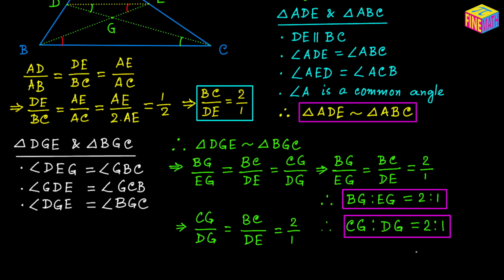And similarly, if you draw the other median from vertex A onto the side BC, there also you will be able to prove that median is also divided into 2:1 ratio by the centroid. So that was the first part of the theorem.